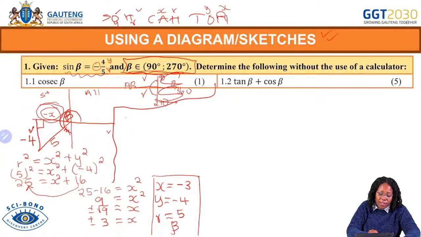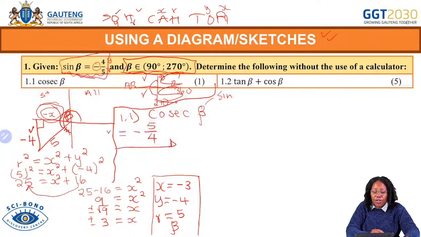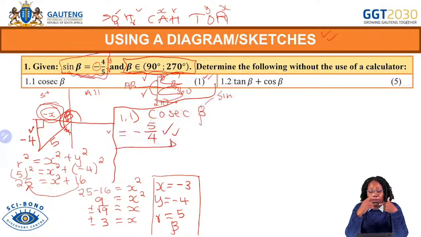The first one is saying find cosec beta now. And then remember, cosec is the inverse of what? Of sine. And then if sine is minus 4 over 5, that means this one will be minus 5 over 4, which is taking the reciprocal of that one. That is why it's worth 1 mark here, because it is the reciprocal of the given one.